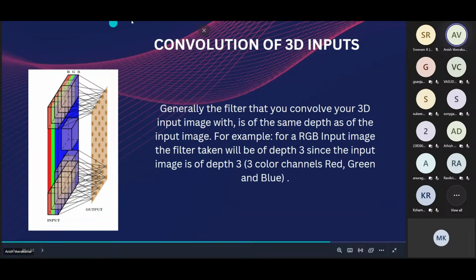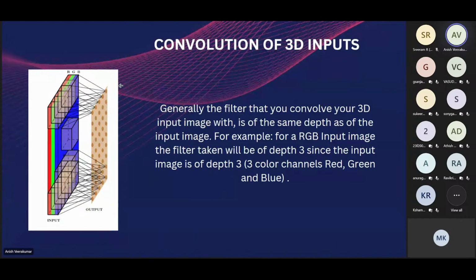So before we can see how it is done, we need to understand how convolution happens in 3D cases. Till now, every example that we covered was a 2D example. So now we'll just see how it is done for 3D examples.